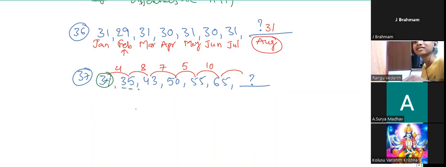What about 3 plus 5? 3 plus 5 is 8. That is 8. Then 4 plus 3 is 7. 5 plus 0 is 5. 5 plus 5 is 10. Next the difference should be 6 plus 5, 11. After adding 11, we'll get the answer, 76. 10 plus 6 is 12.